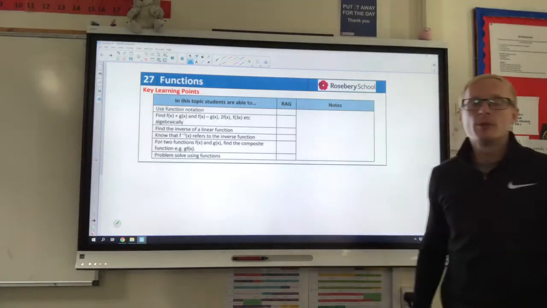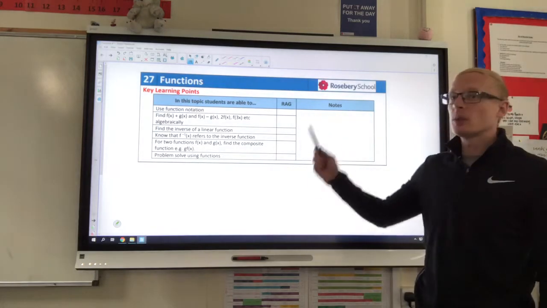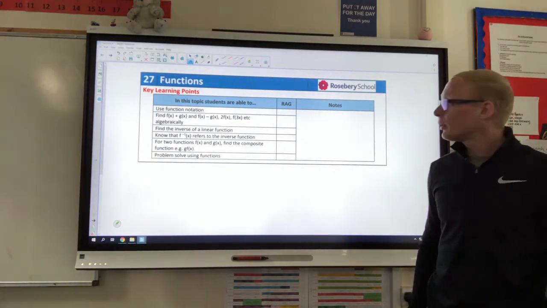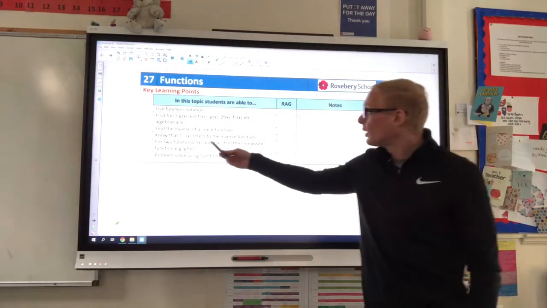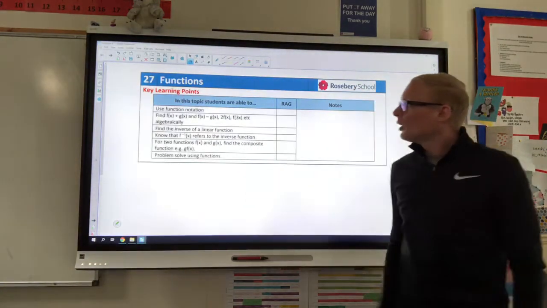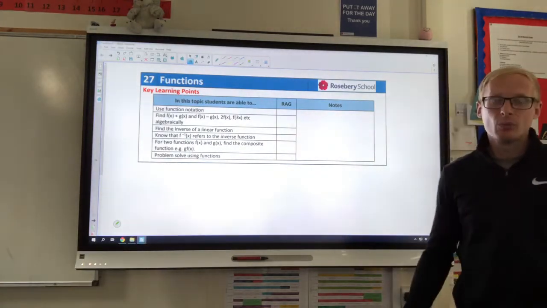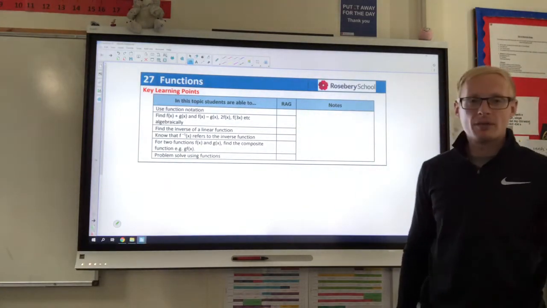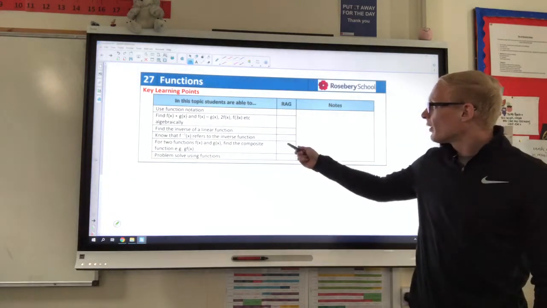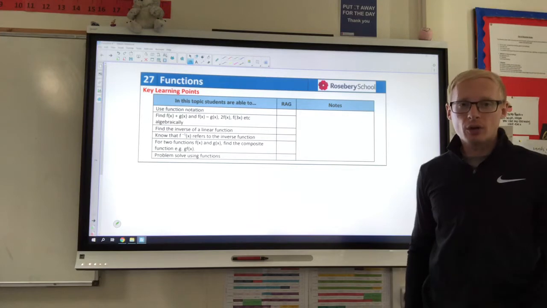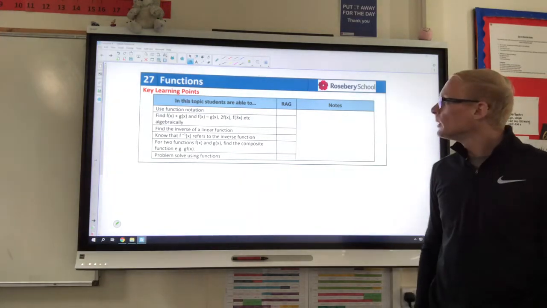Okay, hello and welcome to lesson 4 of topic 27, functions. So the last two lessons, lesson 2 and lesson 3, we've been working on this bullet point here, finding composite functions. So first of all, finding things like f of g of x, and then substituting numbers into them was lesson 3, so f of g of 5, that sort of thing. So you should be able to tick that one off now, assuming you're happy with the questions that you've done and you're getting the majority of them correct.